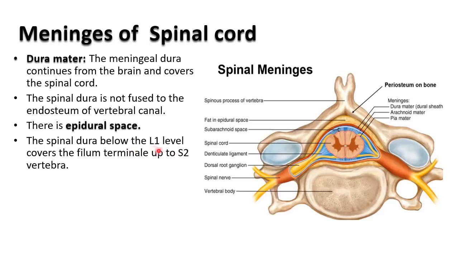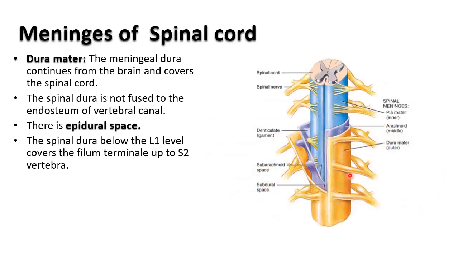Now the dura mater below L1, because the spinal cord ends at L1, covers the filum terminale. Not only that, you can see the dura mater covering even the nerve roots, the dorsal and ventral nerve roots. This dura mater is attached to the margins of the intervertebral foramen, which we saw in the last slide, through which the spinal nerve emerges. There it is covered. Beyond that, the spinal nerve is covered only by Schwann cells, the myelination. So laterally it is attached along the margins of the intervertebral foramen.